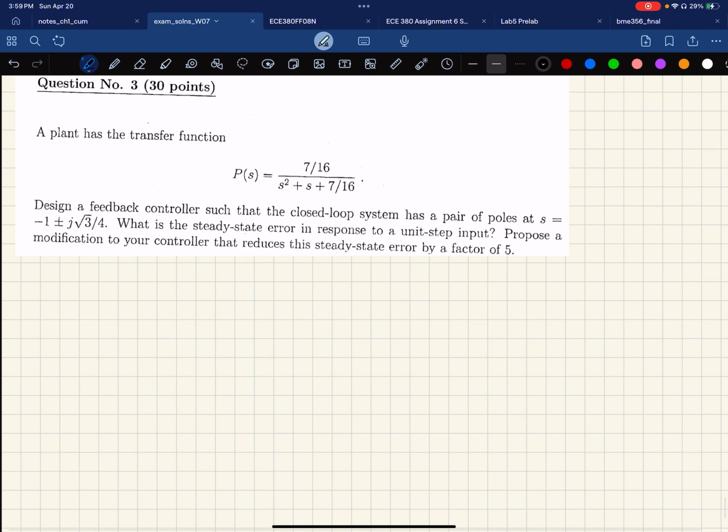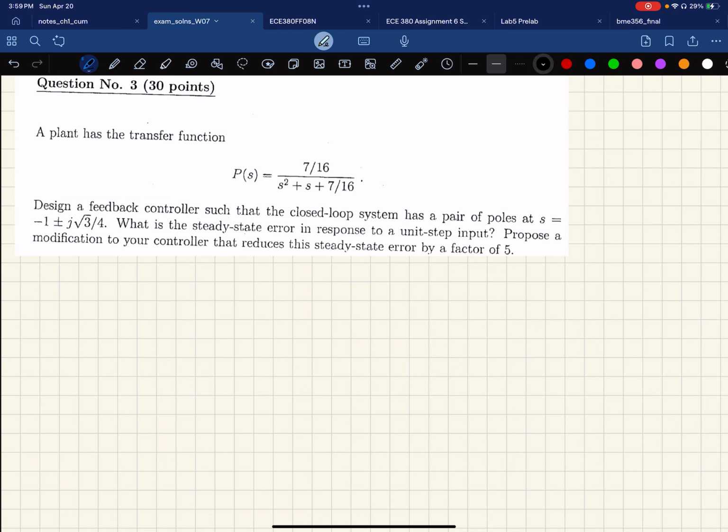The plant has transfer function P of S equals 7 over 16 s squared... Design a feedback controller such that the closed loop system has a pair of poles at S equals -1 plus minus j root 3 over 4. What is the steady state error in response to a unit step? Propose a modification to your controller. Okay, so we're going to ignore this part for now. We're going to do this part later.